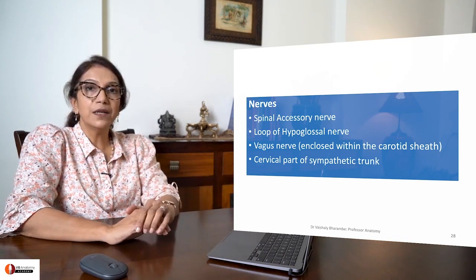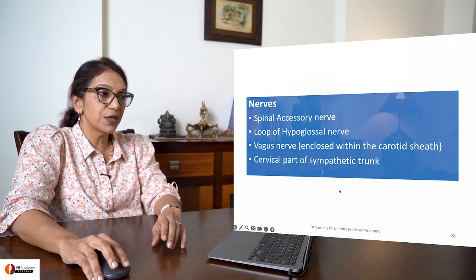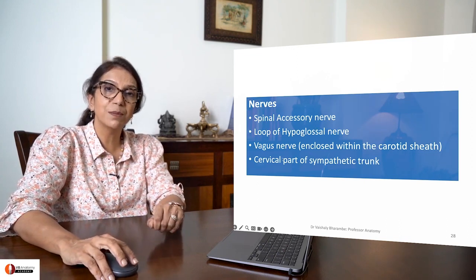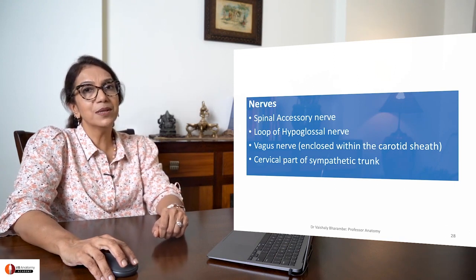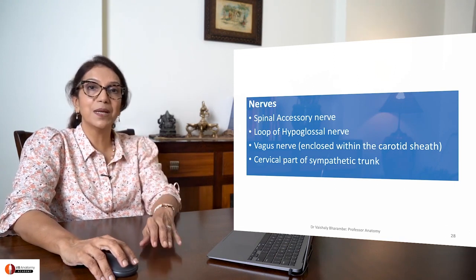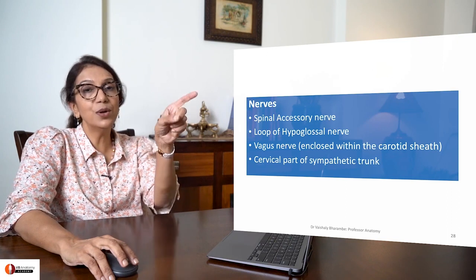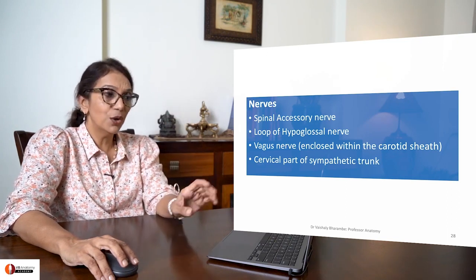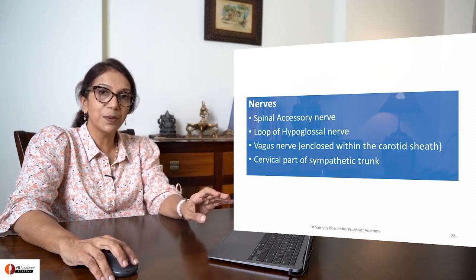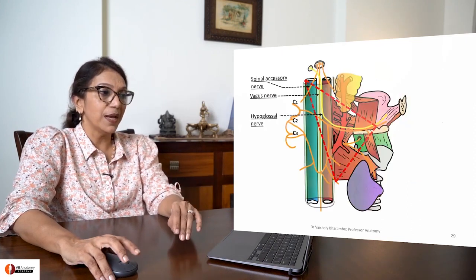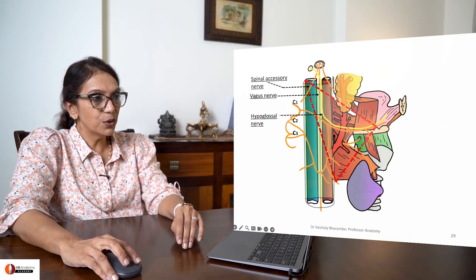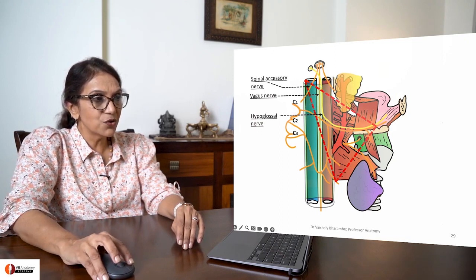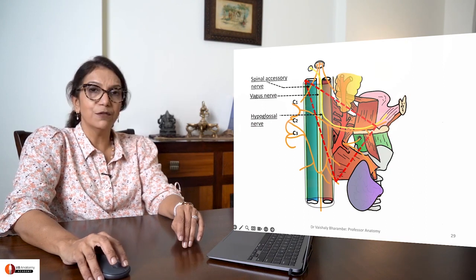These are the enumerated nerves: the spinal accessory nerve, the loop of hypoglossal, vagus, and the cervical part of the sympathetic trunk. Just remember, the sympathetic trunk is quite deeply placed. Okay, unless you go doing deep dissection, you're not going to get the cervical part of the sympathetic trunk. Okay, right. So here's an image which is showing you the spinal accessory nerve here, the vagus nerve in the carotid sheath, and the hypoglossal nerve.